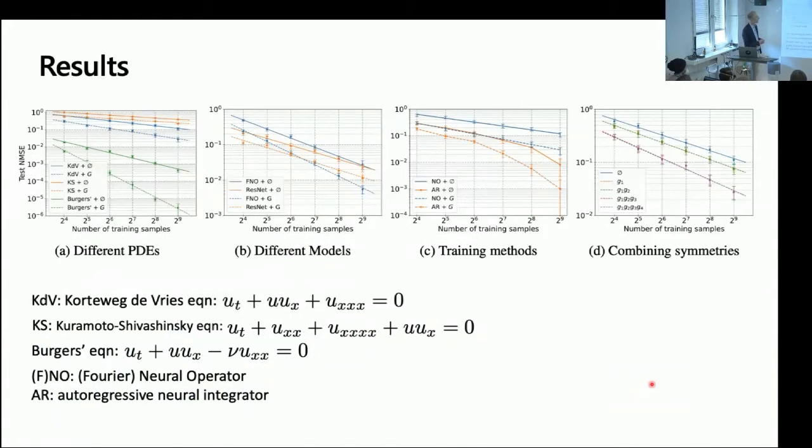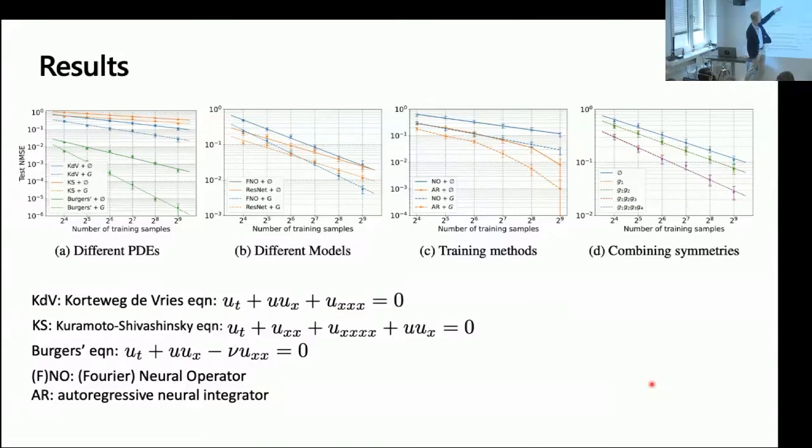Okay, so then some results to show that this really works. So we're looking at these three equations here. It's in one dimension, and there's a bunch of methods that Johannes compared, which is the Fourier neural operator and the autoregressive methods. So on the first graph, what we see is the number of training examples that we increase, and here's the error. And then this means no data augmentation, and G means plus data augmentation. And you see that the error comes down.